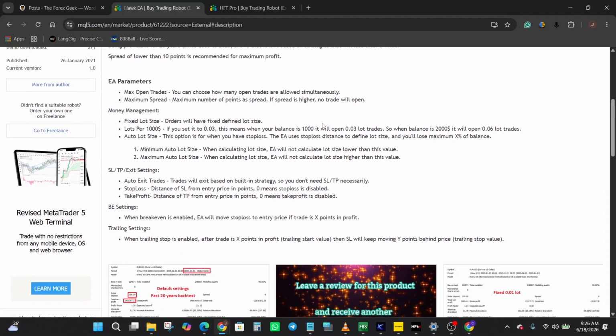Moving into the parameters section, there are several key controls that define how the EA behaves. One of them is max open trades, which limits how many positions can be active at the same time. There is also a spread filter, where the EA will avoid opening trades if spreads exceed the defined threshold, which helps control execution conditions.